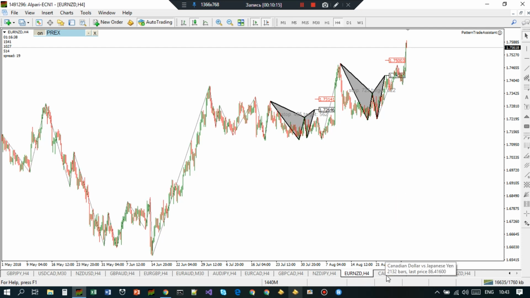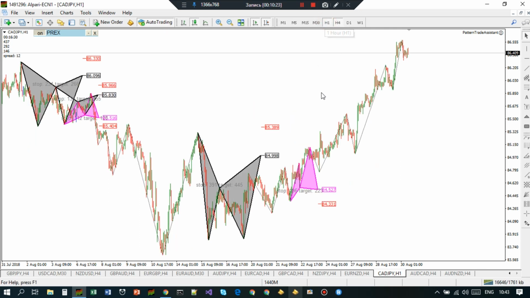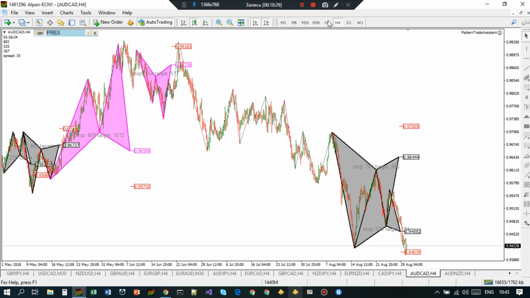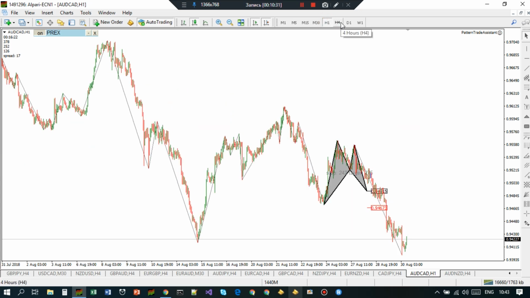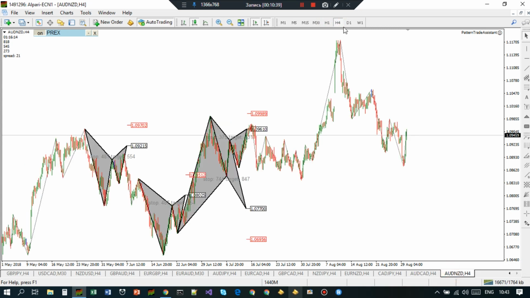Okay, now we have the three that are left: Canadian yen, Aussie Canadian, and New Zealand yen. I only trade them starting from 1 hour. I'm not going less than 1 hour. So we have 1 hour nothing and 4 hour nothing. If we go to Aussie Canadian, we have 1 hour nothing and we have 4 hour that was already invalidated because it crossed the reversal zone, and we have Aussie New Zealand.